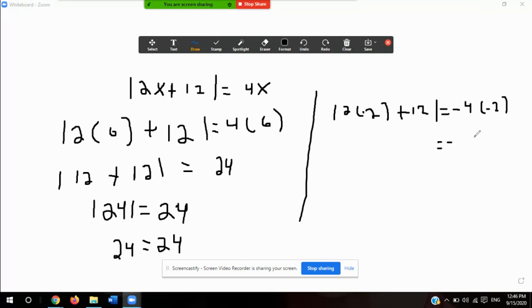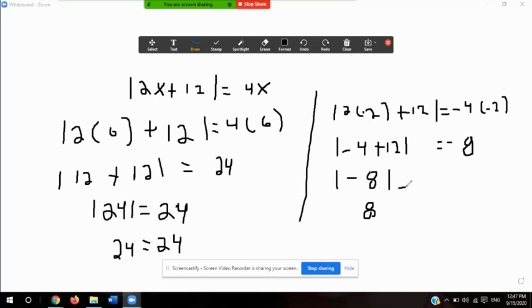Negative 8. Sorry for that. And obviously on this side, 2 times negative 2 is negative 4. And we would have negative 4 plus 12, and we would get the absolute value of that. Now here, we're seeing that this answer is not going to be correct because negative 4 plus 12 is negative 8. Sorry, positive 8. And the absolute value of negative 8 is positive 8. And positive 8 is not equal to negative 8, okay?